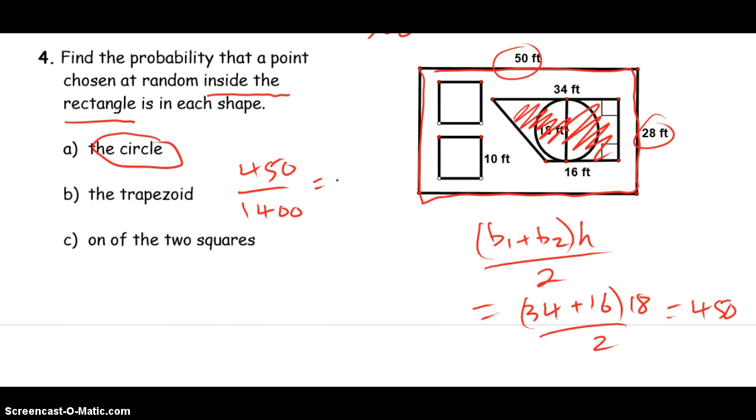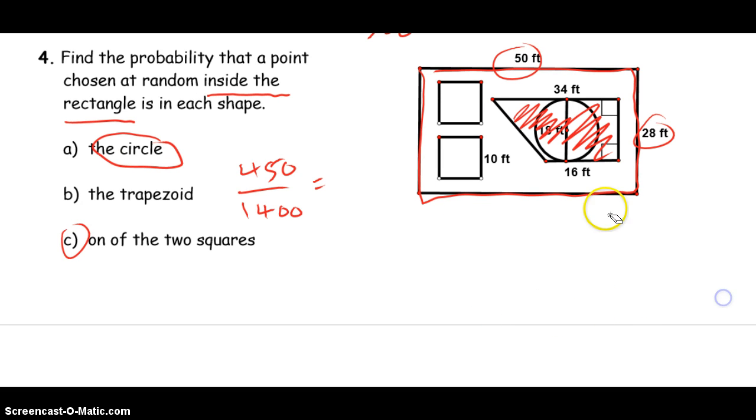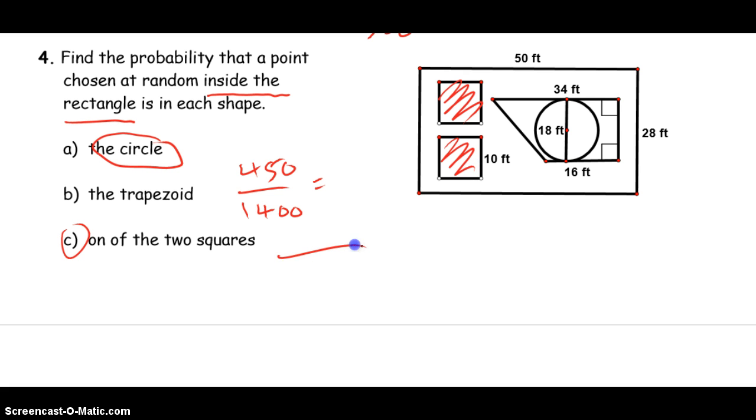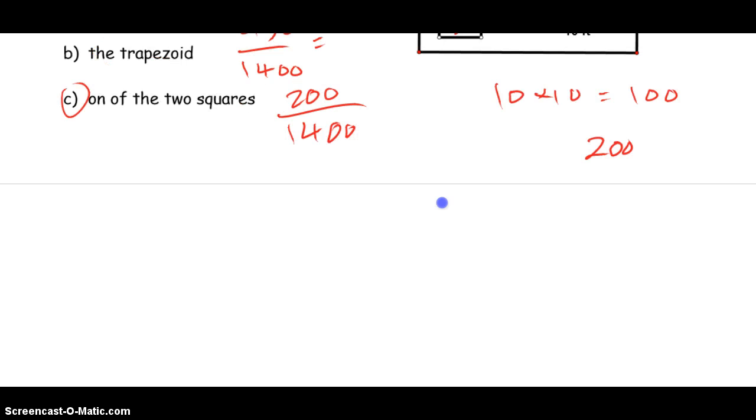Okay, part C, on one of the two squares is what that should say, is actually a typo. So let's have a look here. The two squares, well, that's here and here. So again, the total sample space is 1400, and the squares are 10 times 10, that's 100 for one square, but there's two of those, so it's 200, so it's 200 over 1400, and of course that simplifies.